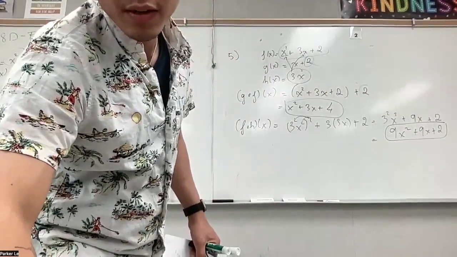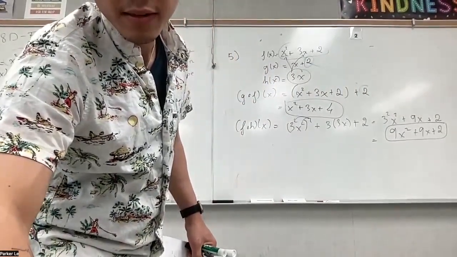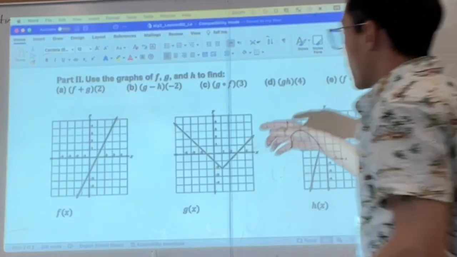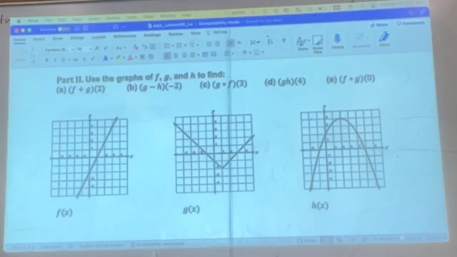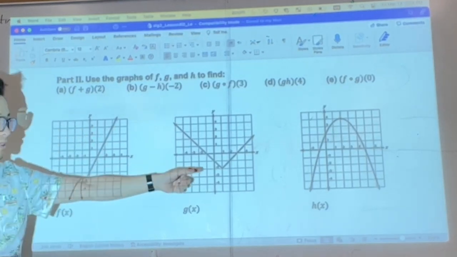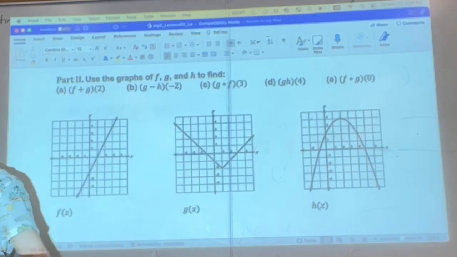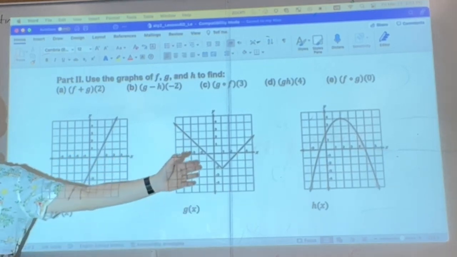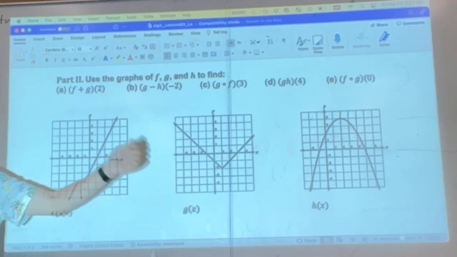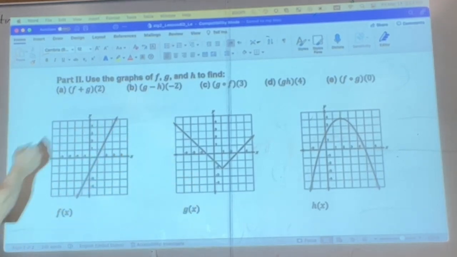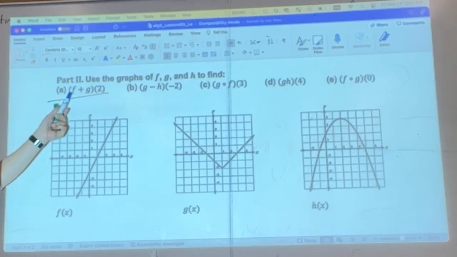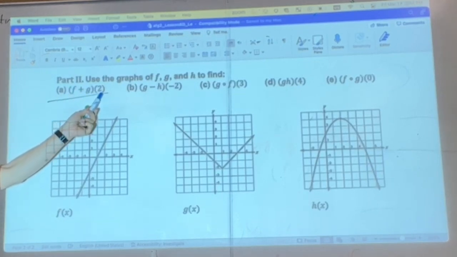Next one you need to do on the projector is better. So instead of giving you the function like this, I give you the graph, okay? But on the graph you can tell the number. This is way easier than this. So don't be freaked out when you see the graph. Look at this. For example number A, you can try by yourself. F plus G of 2.